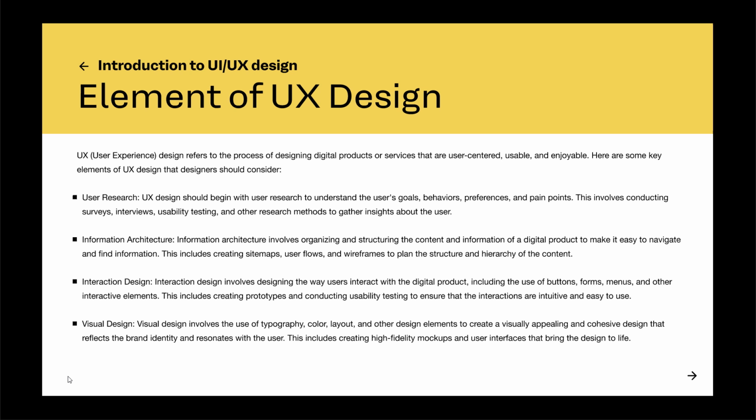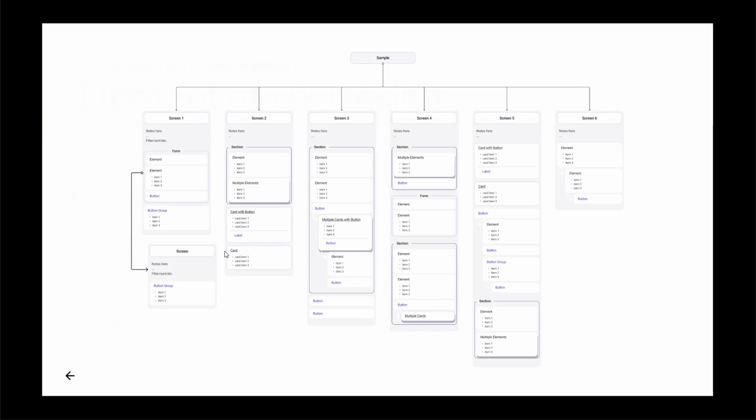Information architecture. Information architecture involves organizing and structuring the content and information of a digital product to make it easy to navigate and find information. This includes creating sitemaps, user flows, and wireframes to plan the structure and hierarchy of the content. Let's take a look at an example.